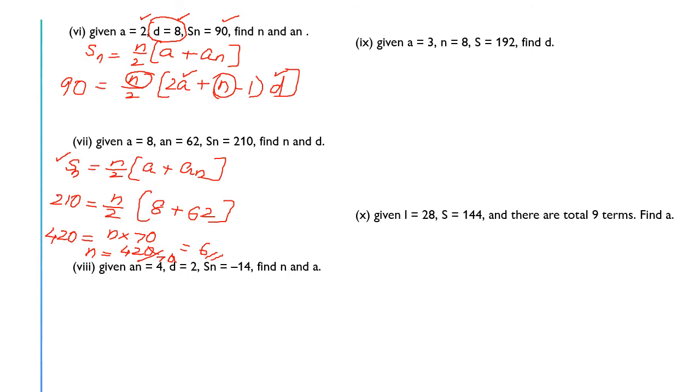Once you get n equal to 6, you can find d. An is given, an is equal to 62. That is a plus 6, n is 6, so that is a plus 5d. A plus 5d is equal to 62. You know the value of a is 8. 8 plus 5d is equal to 62, or 5d is equal to 62 minus 8. What is 62 minus 8?